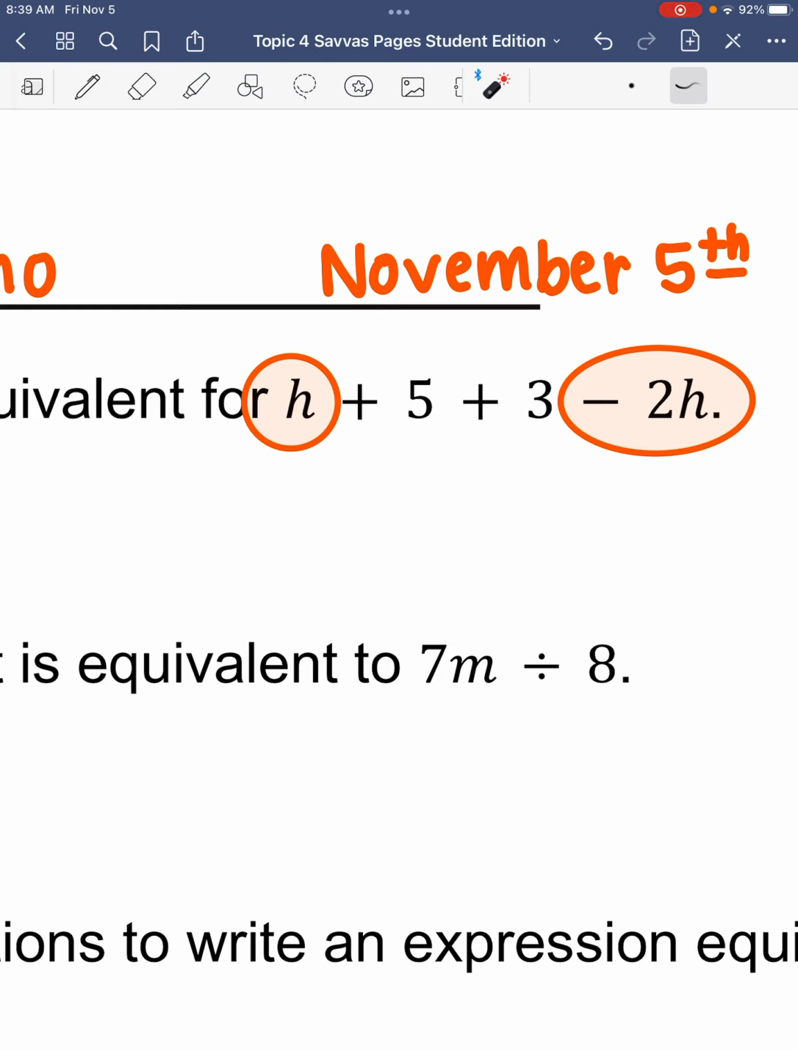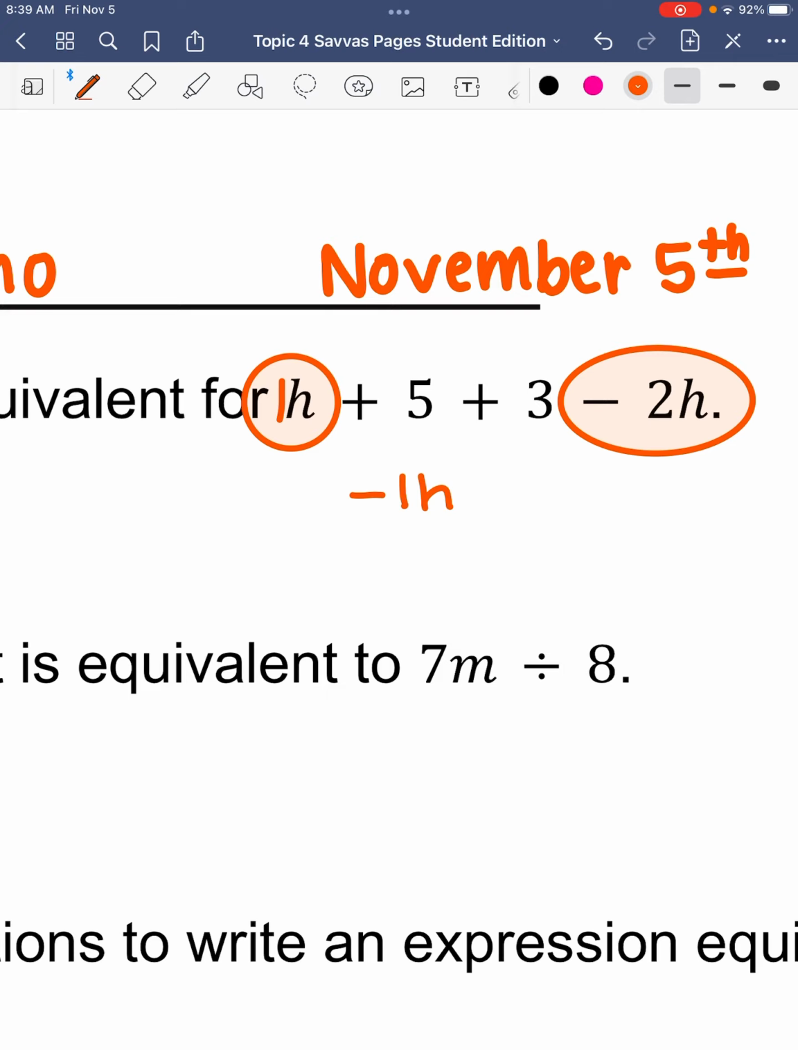Now let's remember for this h, I have an understood 1 that is in front of it. So I have positive 1 minus 2. Well, 1 minus 2 is negative 1. So I have negative 1h.